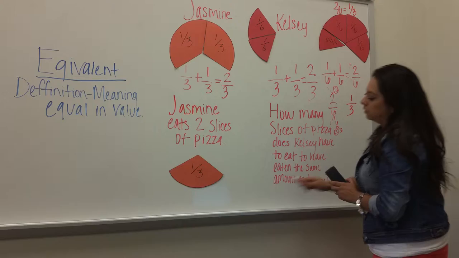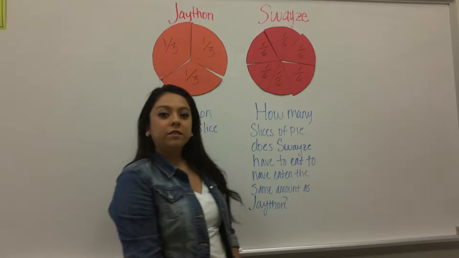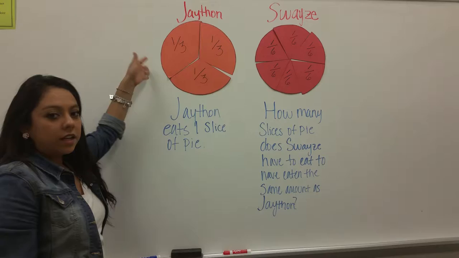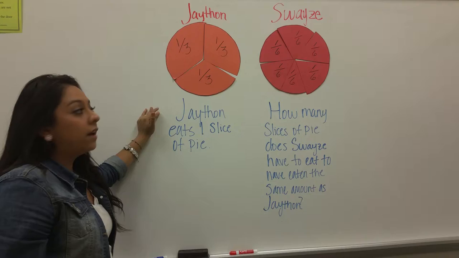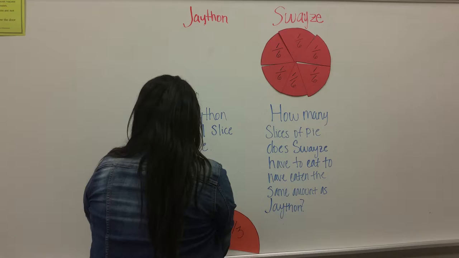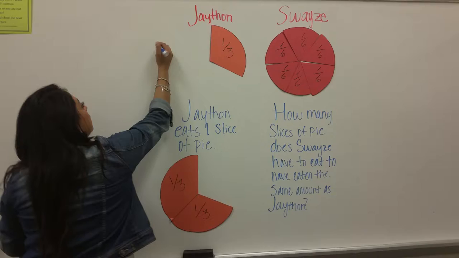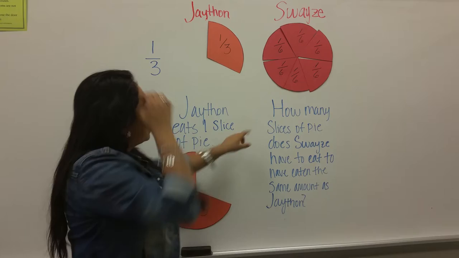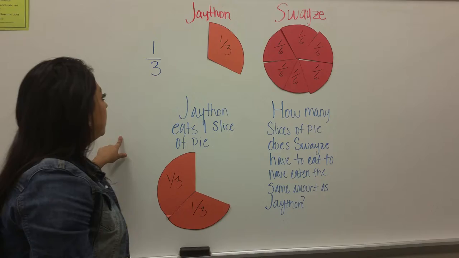That's our first example. Now we're going to move on to our next example. We have Jathan and we have Swayze. Jathan is eating one slice of pie. One slice of pie equals 1/3. So Jathan's slice of pie equals 1/3. How many slices of pie does Swayze have to eat to have eaten the same amount of pie as Jathan? So we know that Jathan ate one slice, and one slice equals 1/3.